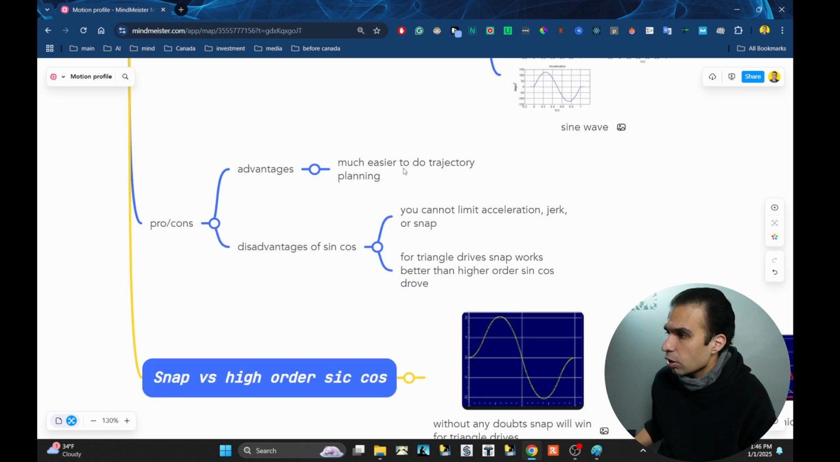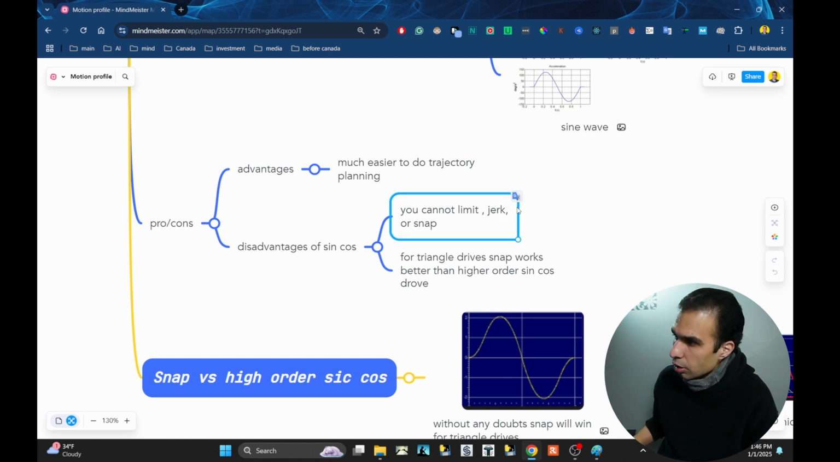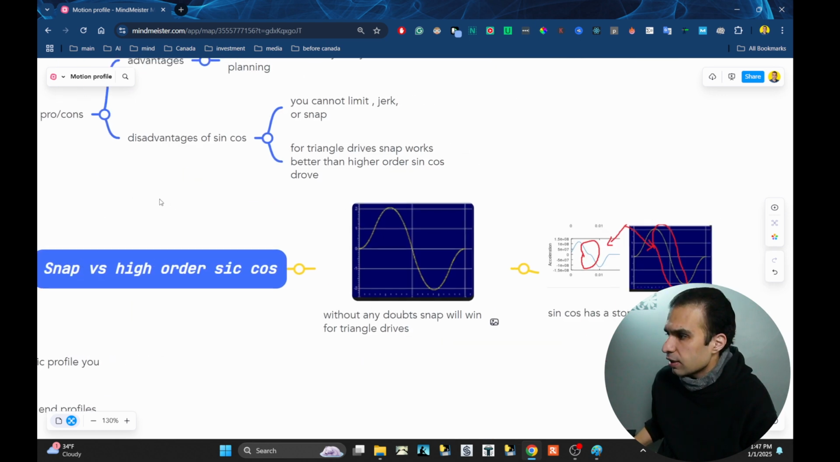The disadvantage of the sine cos: in reality, although you have acceleration, the acceleration that you calculate is not true for the acceleration. You cannot limit the jerk or the snap. But for the one we discussed last time, the snap one or even jerk, you can limit both of them, so it is not unbounded. In reality, in the way we calculate the formulas, the jerk and the snap won't be in the calculation. Snap is a higher order.